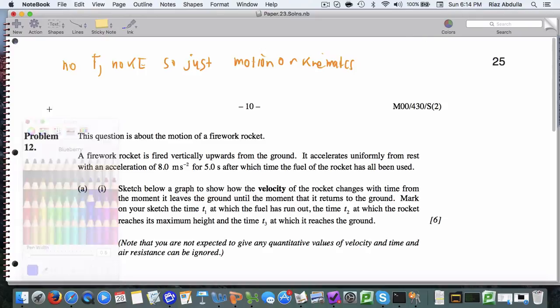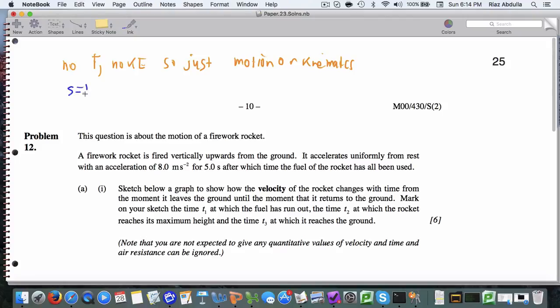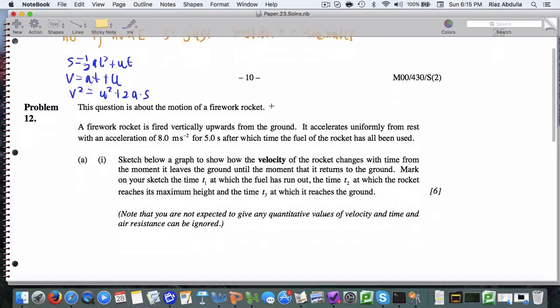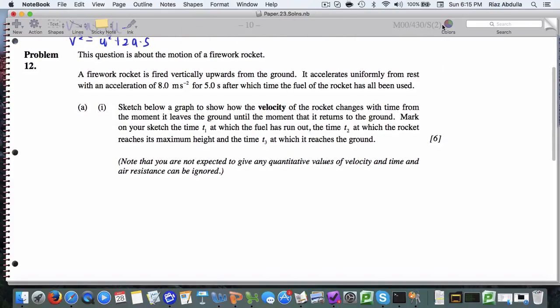So we're going to have S is 1/2 AT squared plus UT. V equals AT plus U. And V squared equals U squared plus 2 times A times S. Perfect. Now, it says sketch a graph of how the velocity changes.